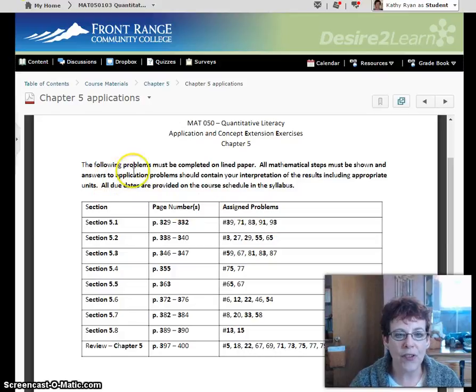When you do them, make sure that you check on the answers. These are all odd-numbered problems, so check on the answers in the back of your book and make sure you have the right answer. If you don't, work through it again or ask for some help. You always have the opportunity to ask for help before you turn in your work. And that's where the ACE, application and concept extension exercises, are located. So print that off too.